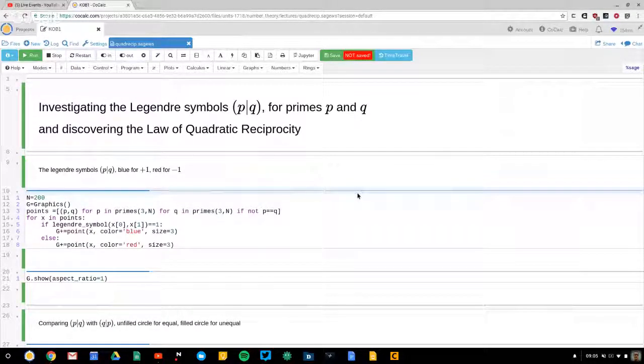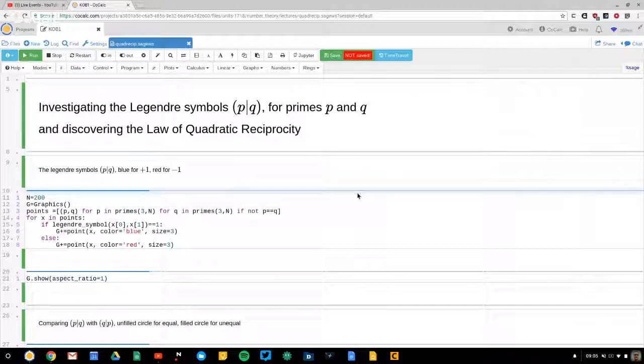So today we're going to look at the law of quadratic reciprocity, which I've mentioned a couple of times. We'll talk about the computer now in a second. Just to remind you, quickly, what we're talking about.